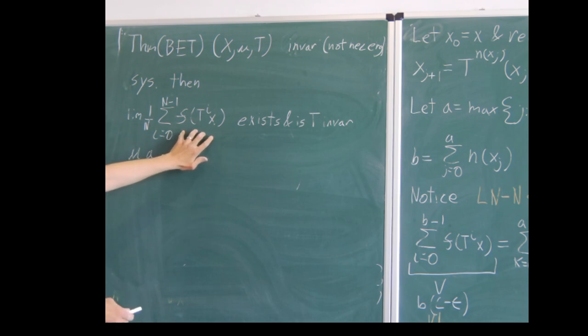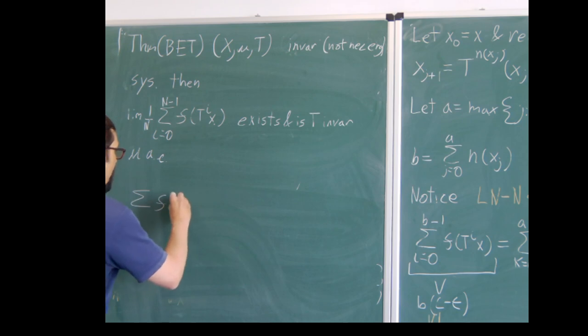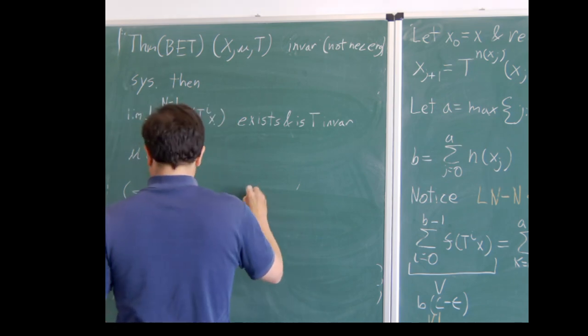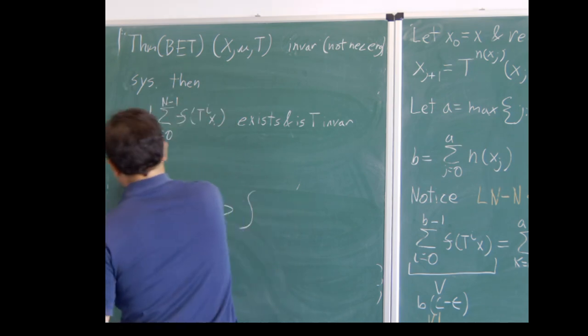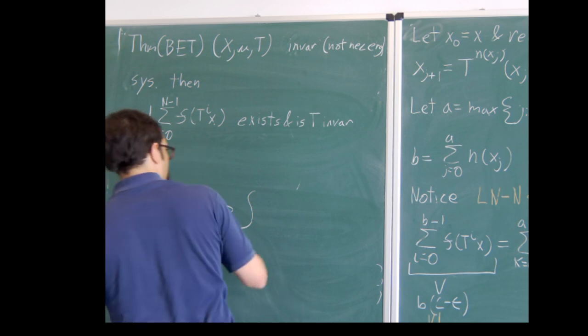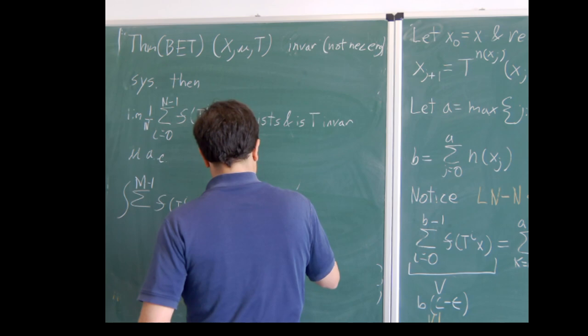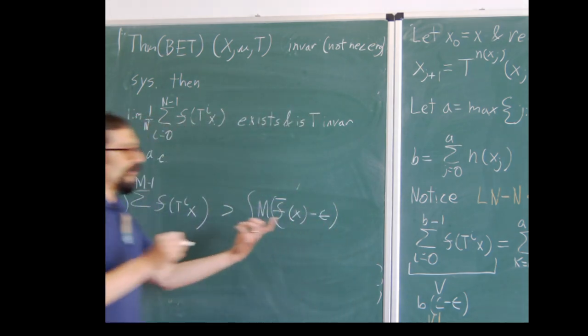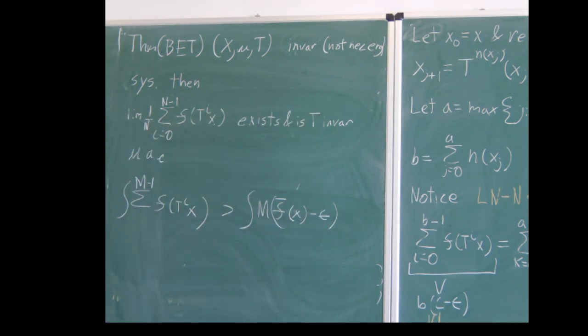And then what you do is you use this sort of argument to bound the summation of f of T to the i of x, the integral of this. You once again bound it by the integral of this one. You bound it by m times f upper of x minus epsilon, where this now depends on x. Everybody okay with that? So that's sort of the idea of the proof. It's still very much the same proof, but you attain a slightly more general result where you treat any invariant measure.